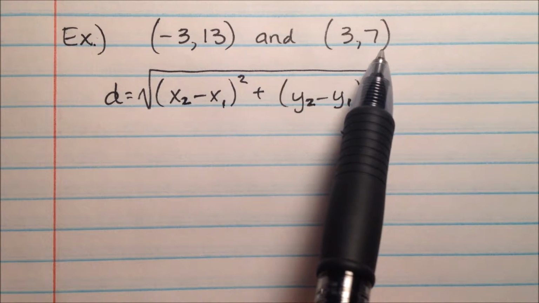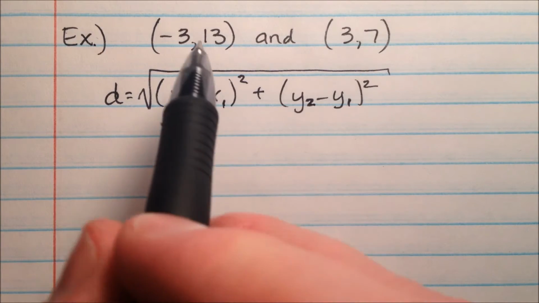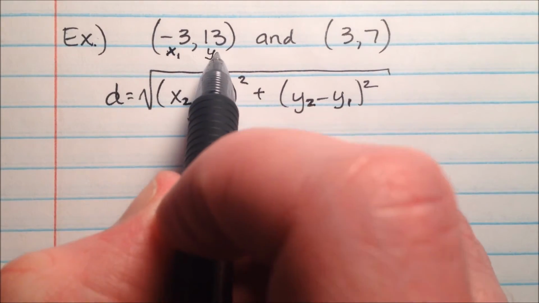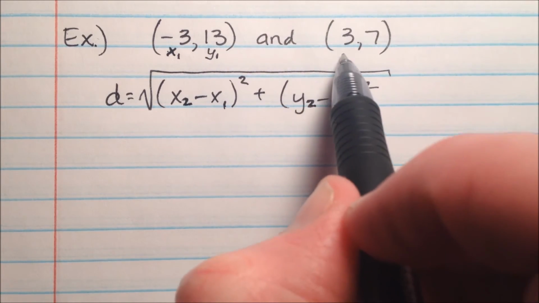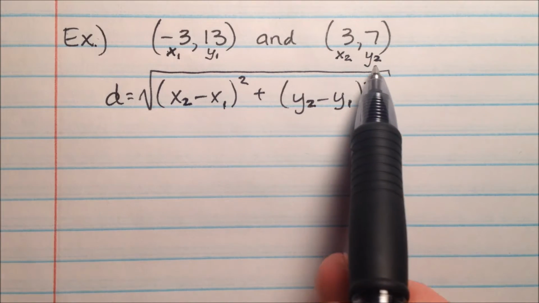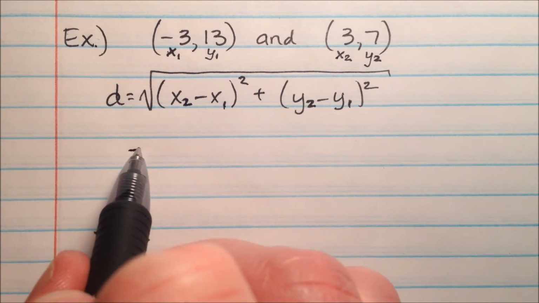In this next example, we're going to find the distance between negative 3, 13 and the point 3, 7. So let's go ahead and label these things. This first one will be our first point, so this will be x1 and y1. The second one will be our second point, so let's call this x2 and y2. And then it's just a matter of plugging these values in.